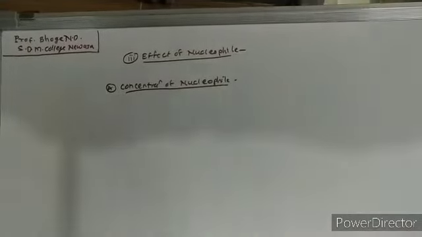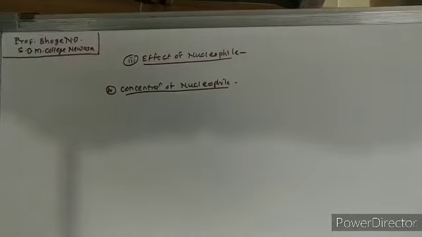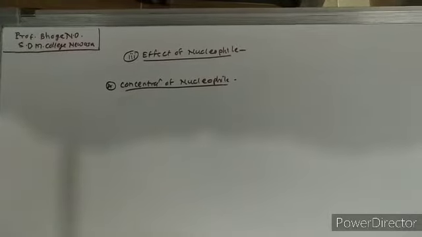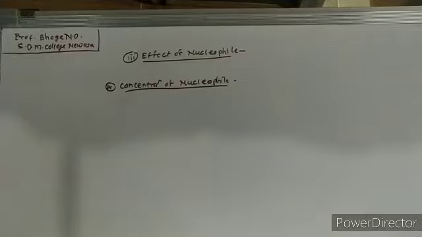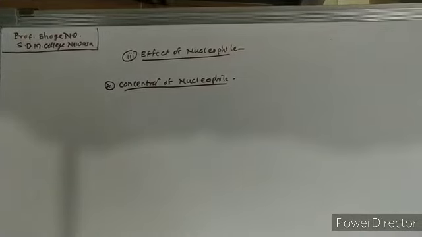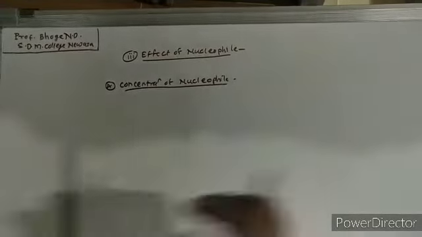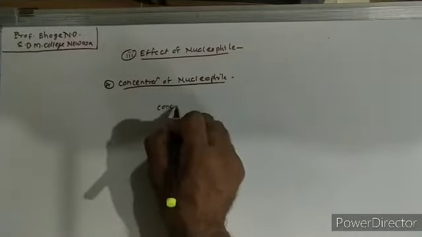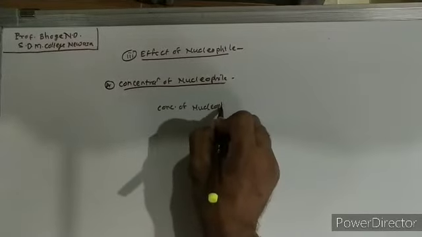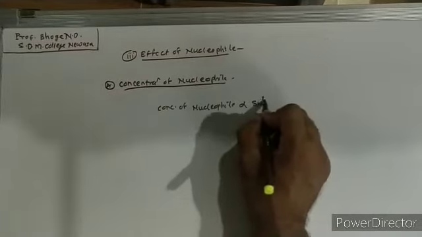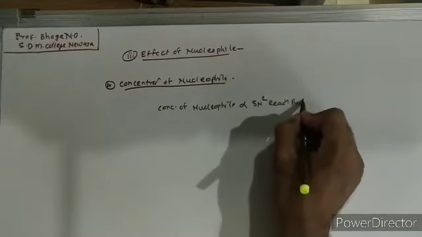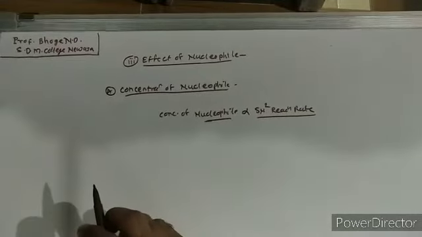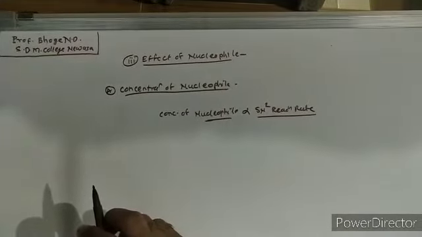We know that if we increase the concentration of the nucleophile, the SN2 reaction rate increases, because the SN2 reaction depends on the concentration of the nucleophile. So increasing the concentration of the nucleophile increases the rate of the SN2 reaction, and decreasing the concentration decreases it. The concentration of nucleophile is directly proportional to the SN2 reaction rate. If we increase the concentration of nucleophile, the SN2 reaction rate also increases.